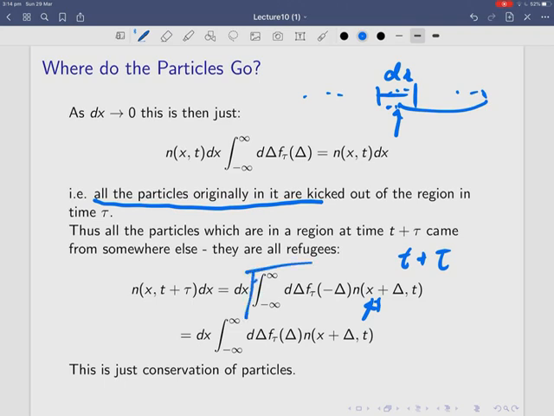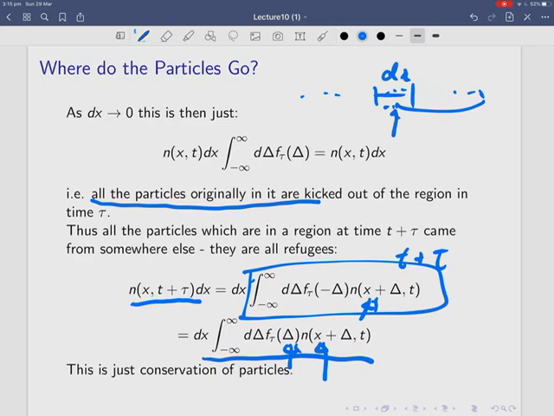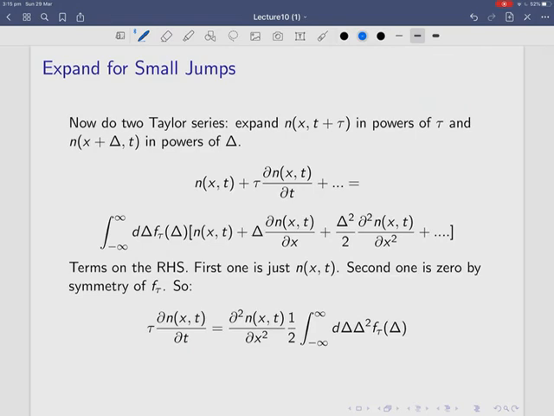This is just counting them all, multiplied by the probability distribution. So the number of particles in this region at x of length dx at time t plus tau must have been somewhere else, and where they must have been is given by this integral here. That tells you where they were, what the density was, and how far they moved. You can figure that out for yourself, but it's fairly straightforward. They must have come from somewhere else, and this tells you how far they've travelled.